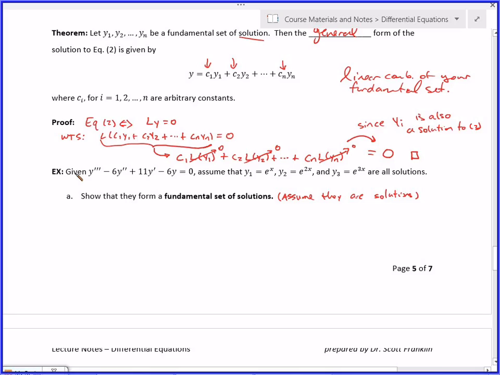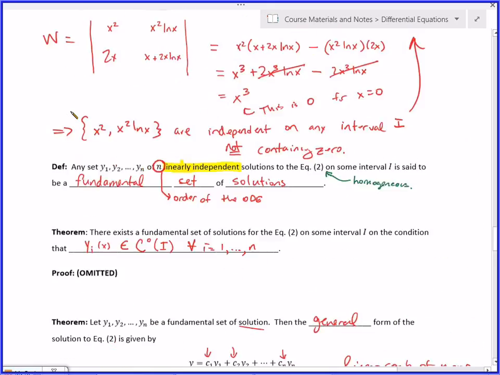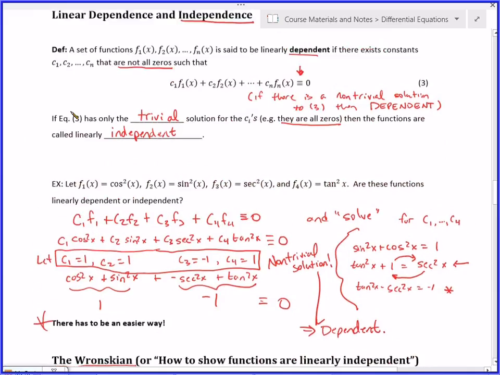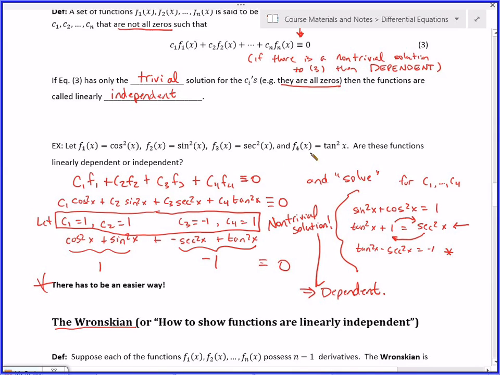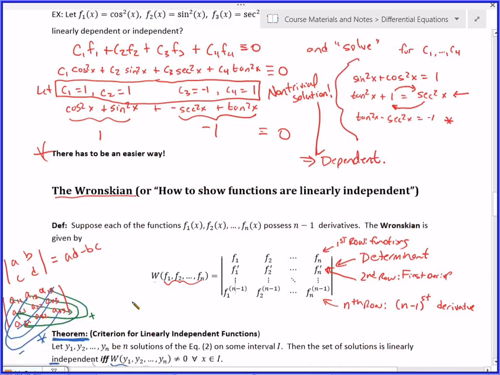The only one that we did by definition was the sine squared and the cosine squared and the secant squared and tangent squared example. That's the hard way, and rarely will it work. Rarely will you be able to find if there's a trivial or non-trivial solution. We know the trivial solution always works, but finding a non-trivial one is hard. So, what's the easier way? Wronskian. Yeah, so we're going to use the Wronskian.